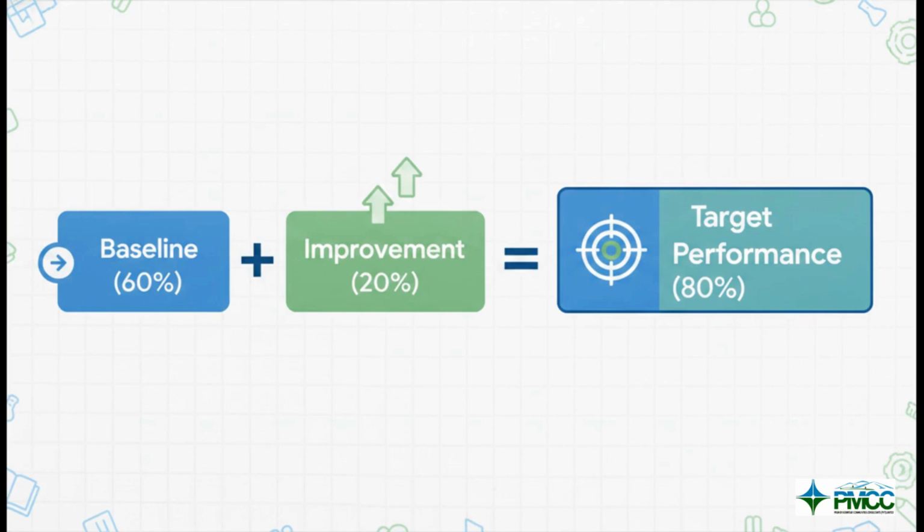Let's ground this math in a real-world development example to make it crystal clear. Imagine your baseline data shows that the current school enrollment rate in a specific district is, say, 60%. Your project aims for a desired improvement of 20% over the next few years. So, 60% plus 20% gives you a target performance of 80% by the year 2028. See how that works? It clearly helps an organization plan a realistic step-by-step path forward.